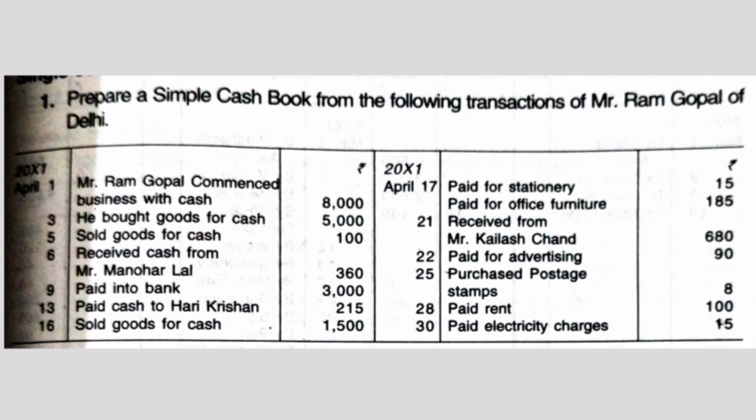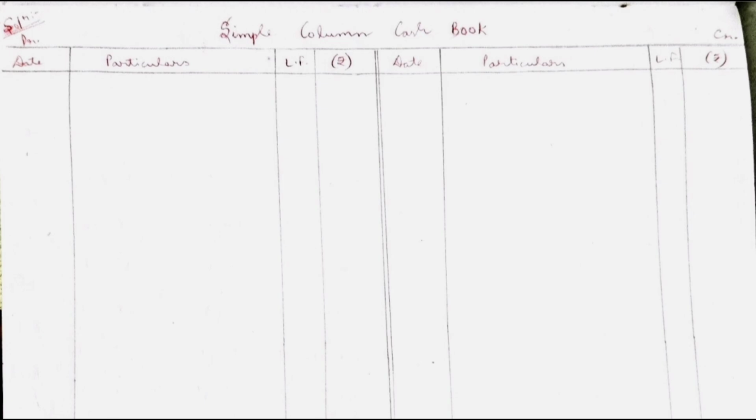In this question, they are asking us to prepare a simple cash book, so we are going to draw the format, or the proforma, of the single column cash book. We have the date column, particulars column, ledger folio column, and the amount column. Similarly on the other side, we have date, particulars, ledger folio, and the amount column. On the top left hand side, we are going to write debit, and on the top right hand side, we are going to write credit.